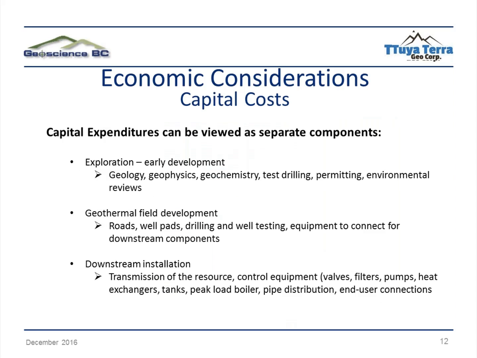So in our financial model, we have to take into account a number of different factors, and one is the capital costs. So capital costs are split usually into these 3 different pieces. That early stage exploration: our geology, our geophysics, we're test drilling, and we're doing our environmental work. From that point, then we have to develop our field. So we're going to be building drill pads, we have to have access roads, and we're going to be testing those wells. So that's usually considered as a separate component in our capital costs.